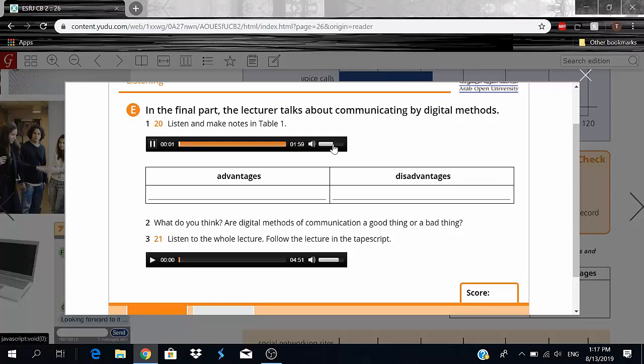20. Exercise E1. Listen and make notes in Table 1.